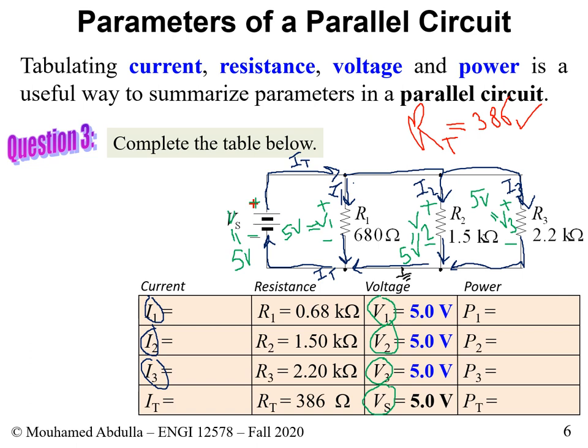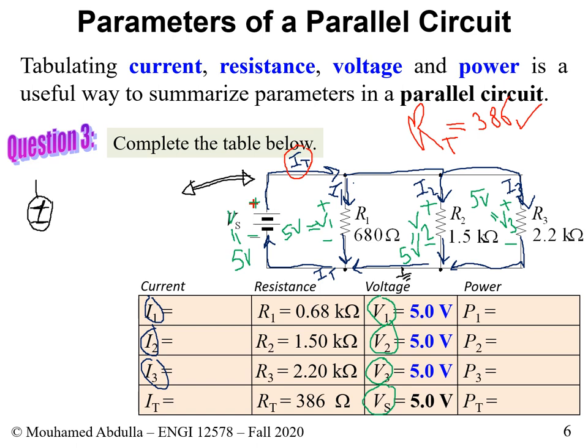The next thing that we could do is perhaps determine the current. We could maybe begin by determining the total current. We could determine this one here. So how do we determine the total current? Well, we could find an equivalent circuit. The equivalent circuit is as follows. So we have the circuit. We find the equivalent circuit. In other words, we redo the circuit, but now we could show it with only one resistor.